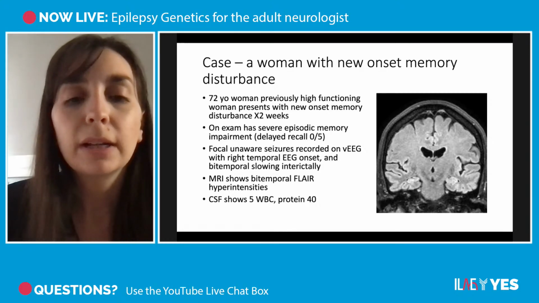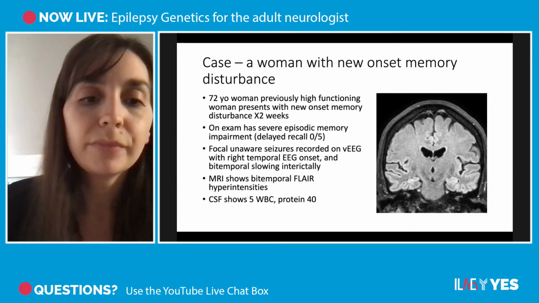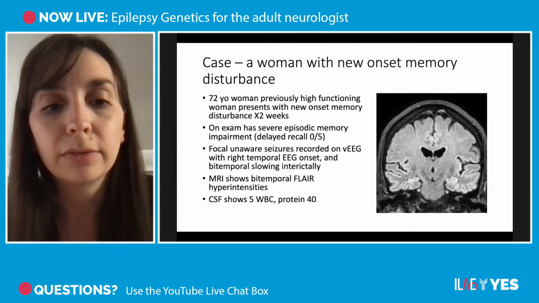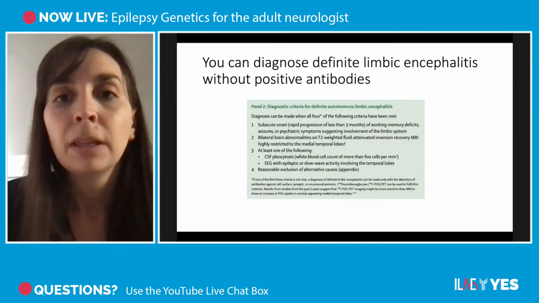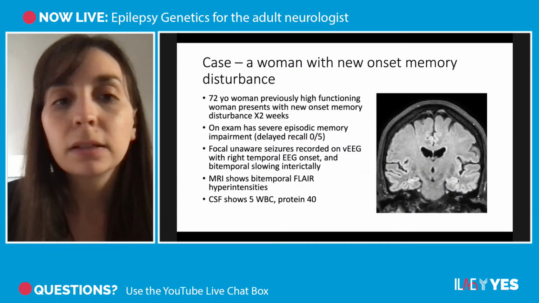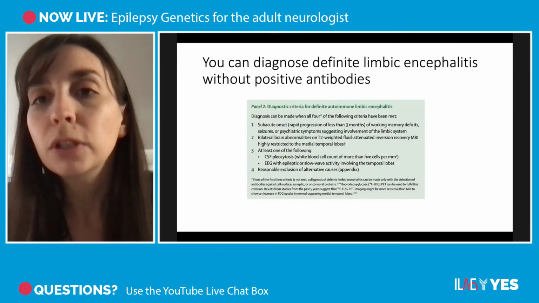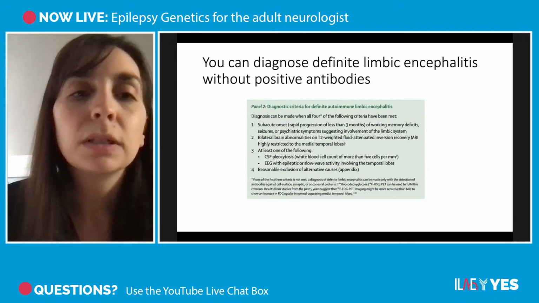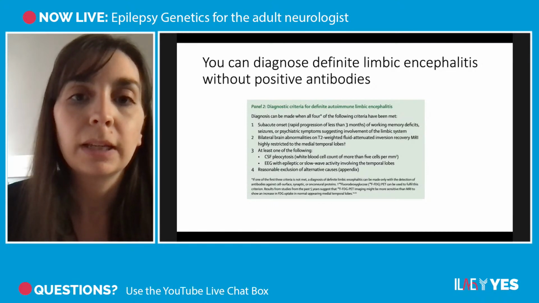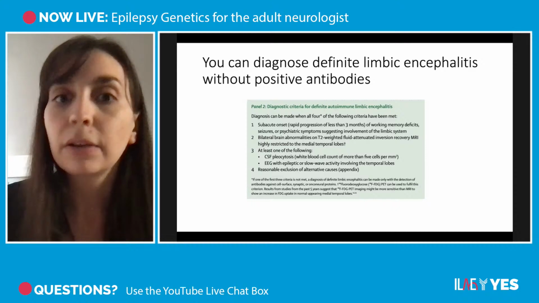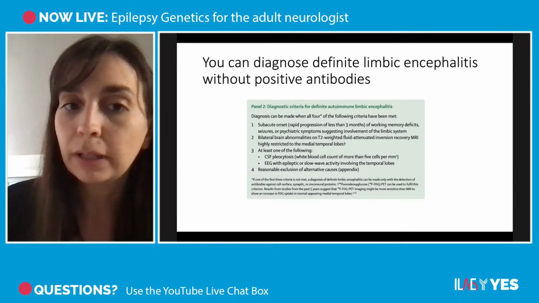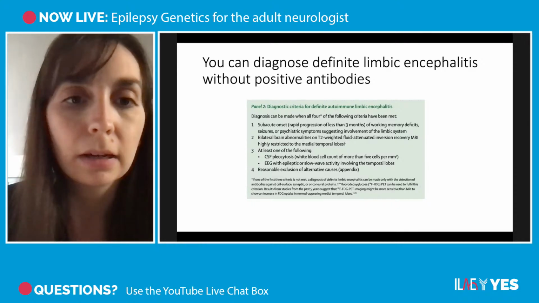Her MRI showed bitemporal FLAIR hyperintensities, and she had a very mild lymphocytic pleocytosis. The point here is that this patient did not have any antibodies, but she still had acute symptomatic seizures from an autoimmune encephalitis. And so these are the diagnostic criteria for definite autoimmune limbic encephalitis. There's no antibodies in there.